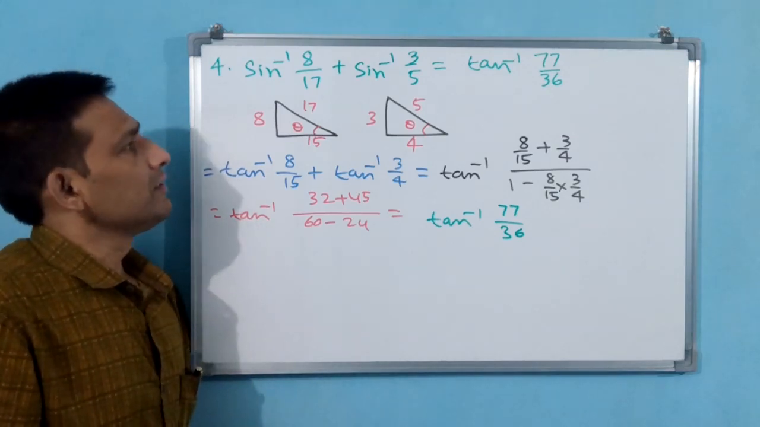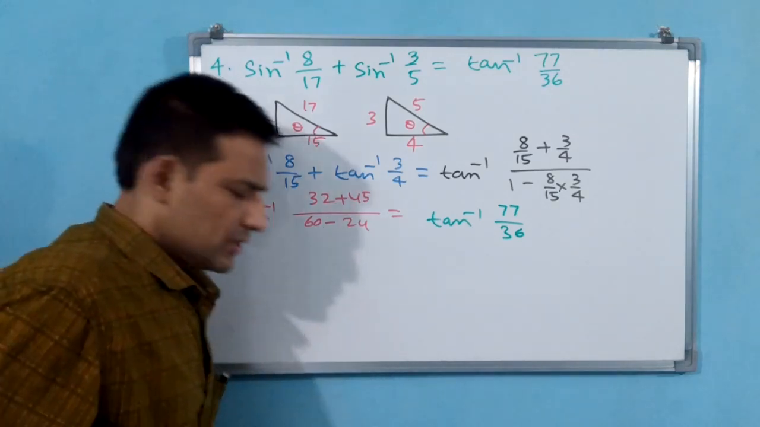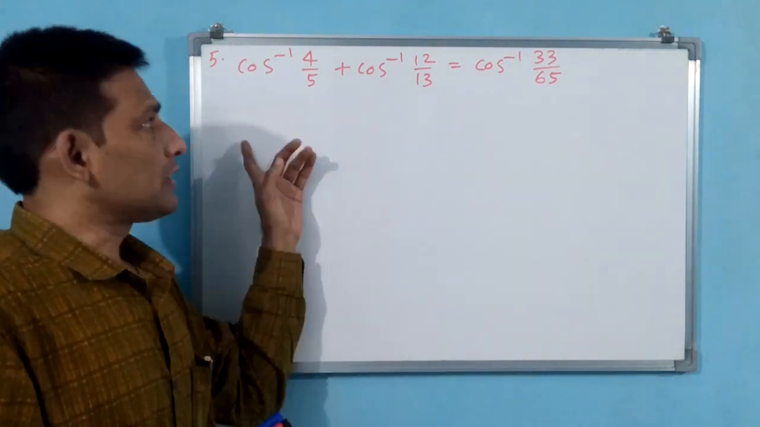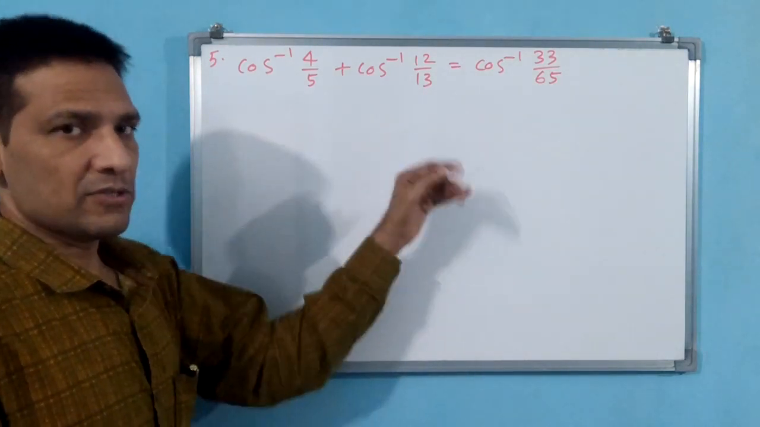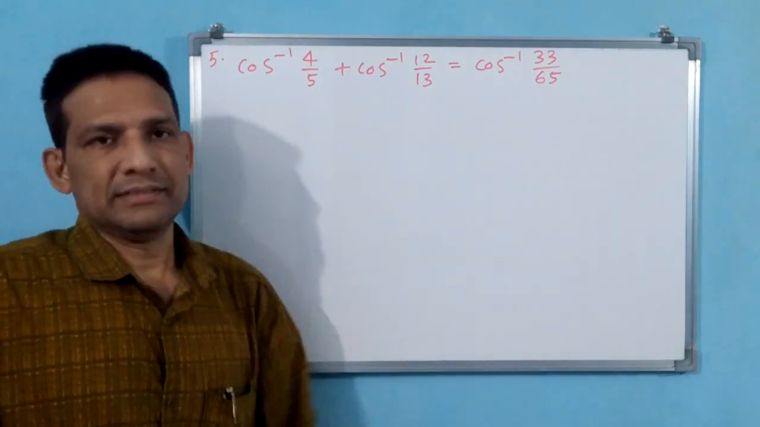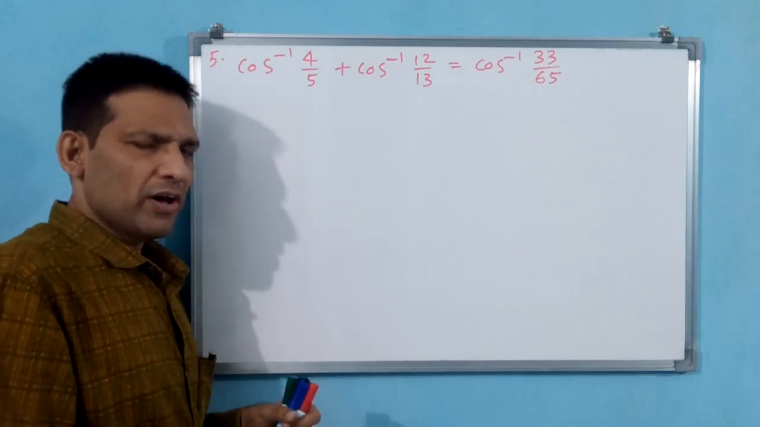Let us go for the 5th question. This also you have to prove LHS is equal to RHS. But if you compare, all are in cos.